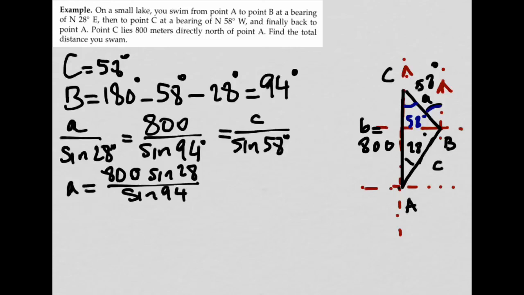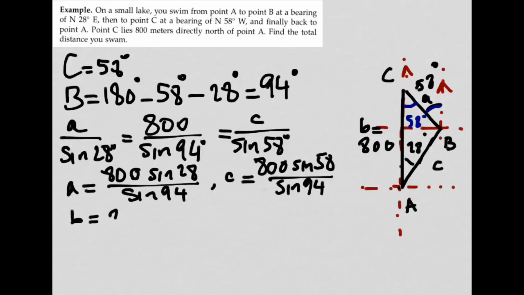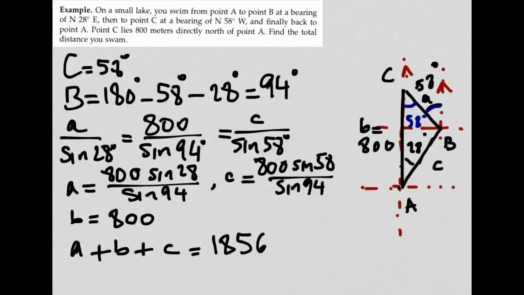I'm not going to find the answer just yet. And we have C is 800 sine 58 divided by sine 94. I'm not going to find the answer just yet to get a more accurate answer at the end. And of course, we know that B is 800. So A plus B plus C, you put all of the values in the calculator and we add them up, and that gives rise to 1856.59 meters.